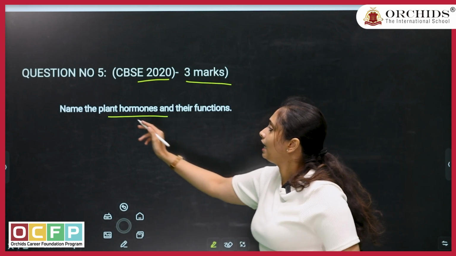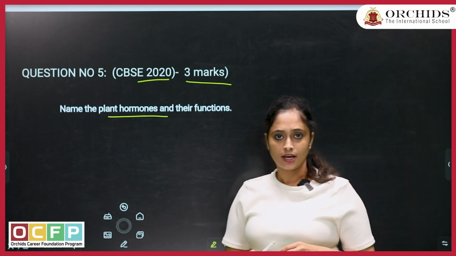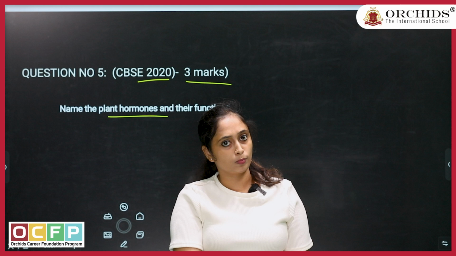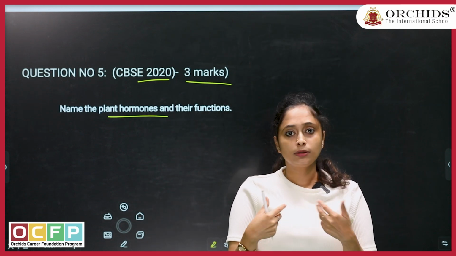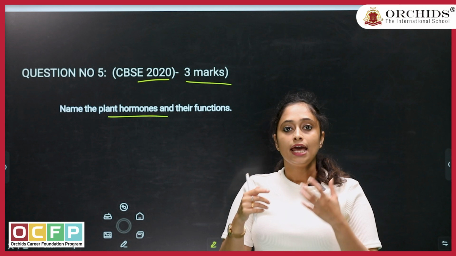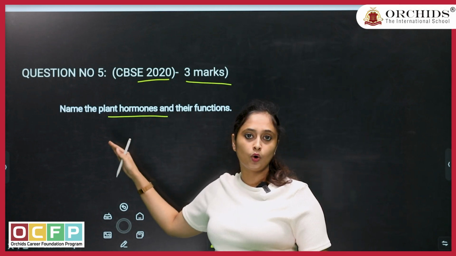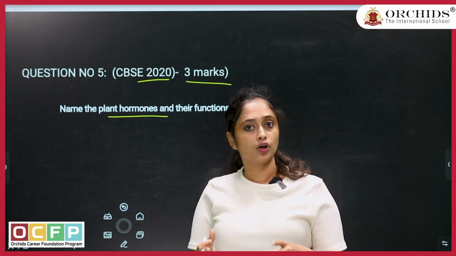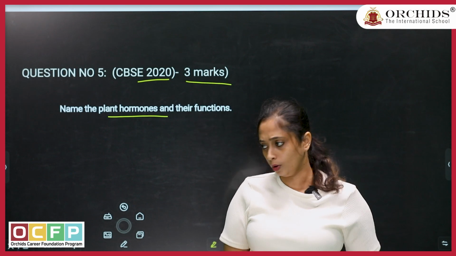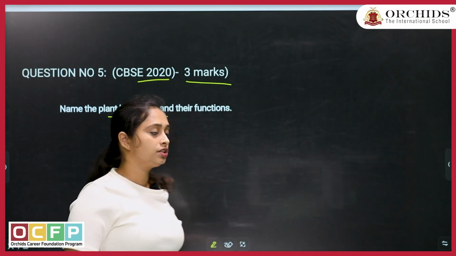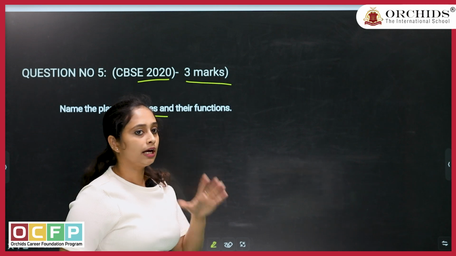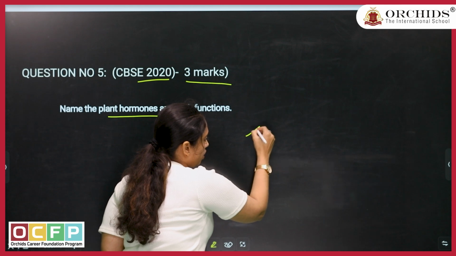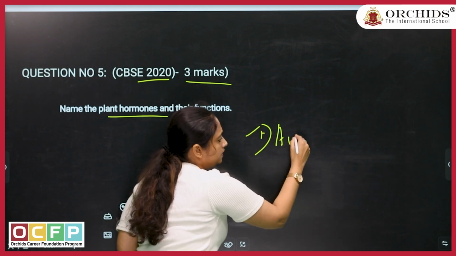So the question is: name the plant hormones and their functions. Just now we discussed chemicals or hormones on the basis of the human body. Now we are going to talk about plant hormones and their functions. Plants also secrete a lot of hormones, which we call plant hormones, and especially in this chapter we need to discuss 5 types of hormones. First we will discuss auxins.